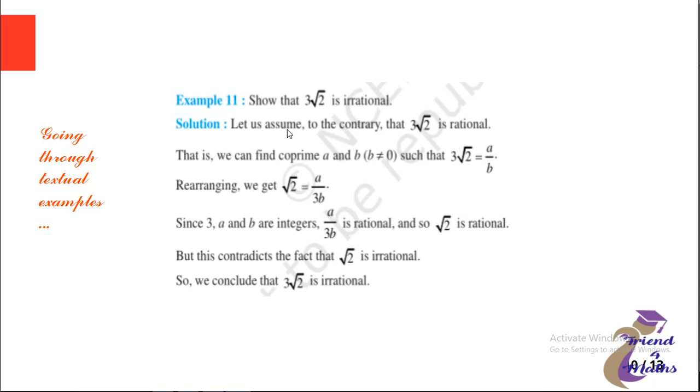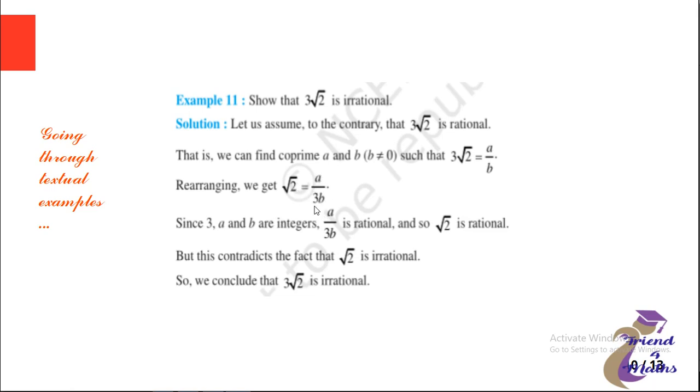As usual, we are going through the wrong assumption that 3 root 2 is a rational number. Let it be a rational number, and it can then be written in the p by q form, that is some r by s, and we are cancelling their common factors and we are getting co-prime integers like this. And now 3 root 2 is equal to a by b, where a and b are co-prime to each other. Okay, co-prime to each other. Here we are taking root 2 and 3 here, and root 2 is equal to a by 3b.